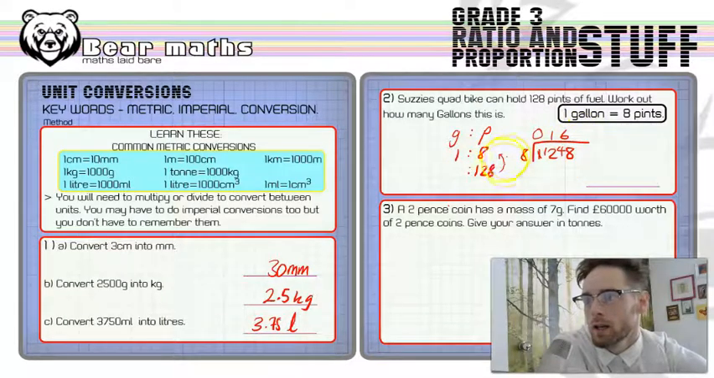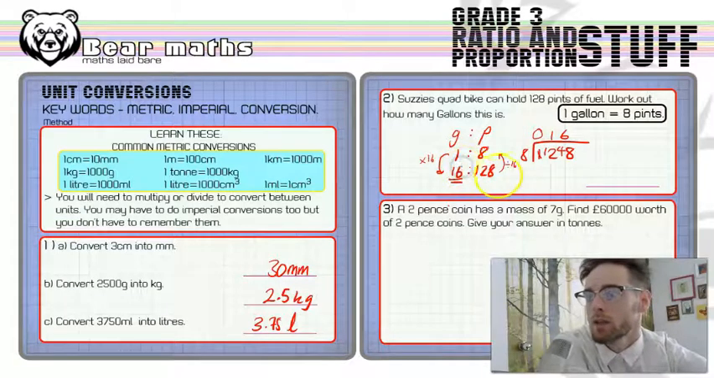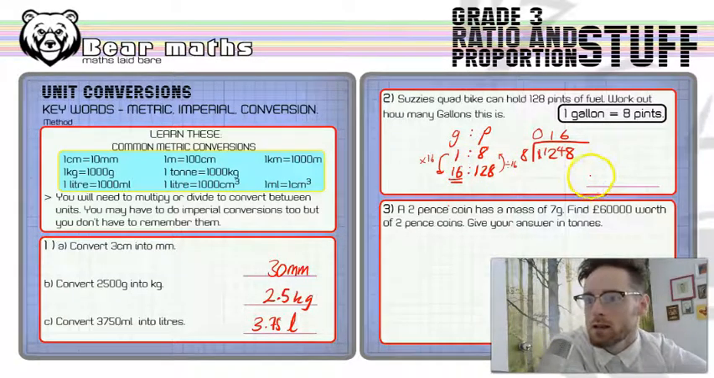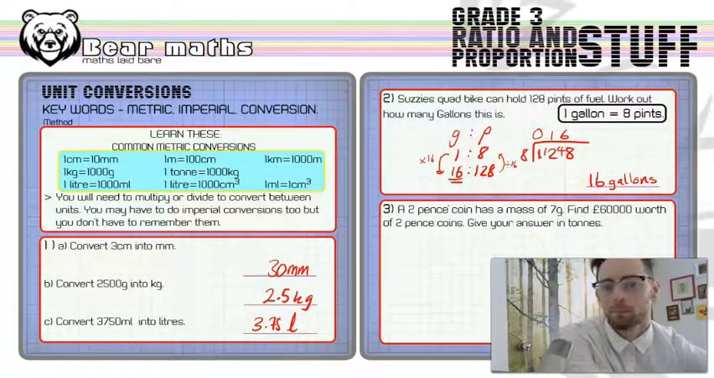That's nice, all right? So we divided by 16. We found out what that number was. Right, we're going to multiply this side by 16, and that gives us 16. Okay, we've got that missing number now, and the missing part of the ratio has been found. So that is 16 gallons in Susie's quad bike.